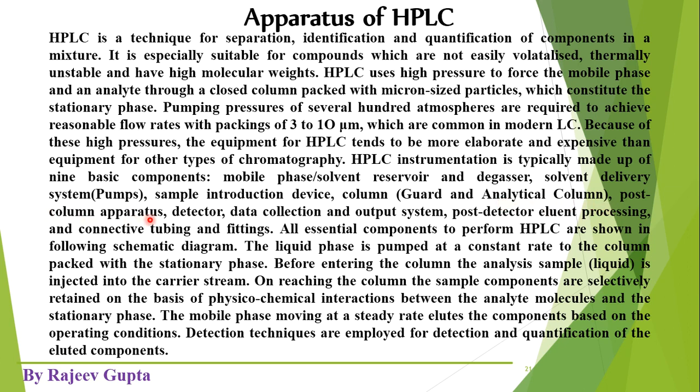Post column apparatus is also a part of the HPLC instrument. Now the detector detects our sample components qualitatively and quantitatively. The detectors could be a UV visible detector, electrochemical detector, refractive index detector, etc. Then there is the data collection system and output system, post detector eluent processing, and connecting tubing and fitting.